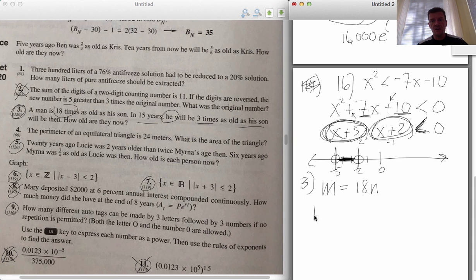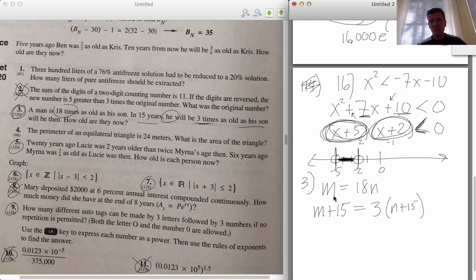So M plus 15, that's the man in 15 years, will be 3 times as old as his son at that time as well. And his son's age at that time is N plus 15. So you have 2 equations, 2 unknowns. You have to solve using substitution or elimination.